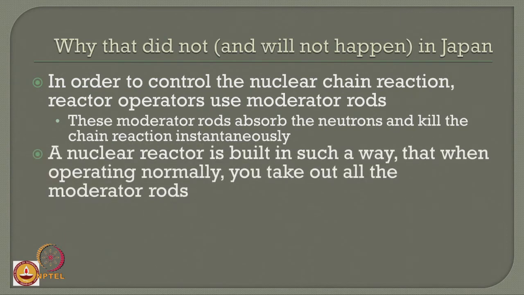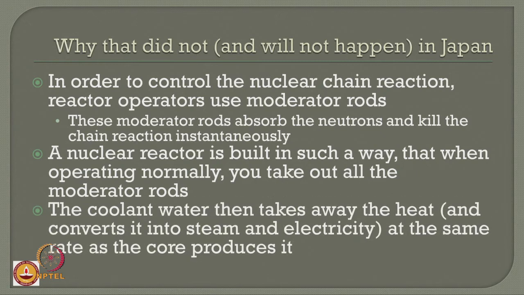Therefore, a nuclear reactor is generally built in such a manner that when operating normally, you will take out all the moderating rods. The coolant water then takes away the heat and converts it into steam and electricity at the same rate as the core produces it. So, all this process happens simultaneously. In the normal operating procedure, the moderator rods will not be kept inside the container.